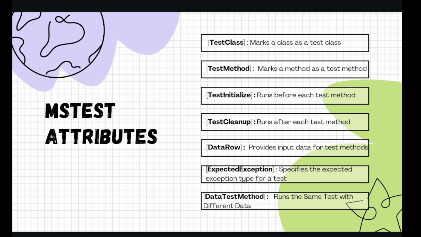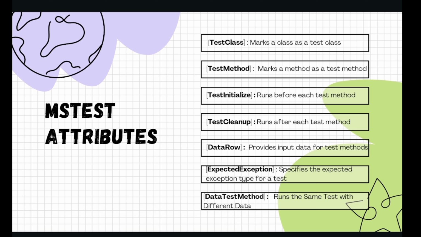Third one is TestInitialize. It runs before each test in the class. Used to set up resources, objects, or initial values required for the test. Fourth one is TestCleanup. It runs after each test in the class. Used to release resources and reset state after the test has run.